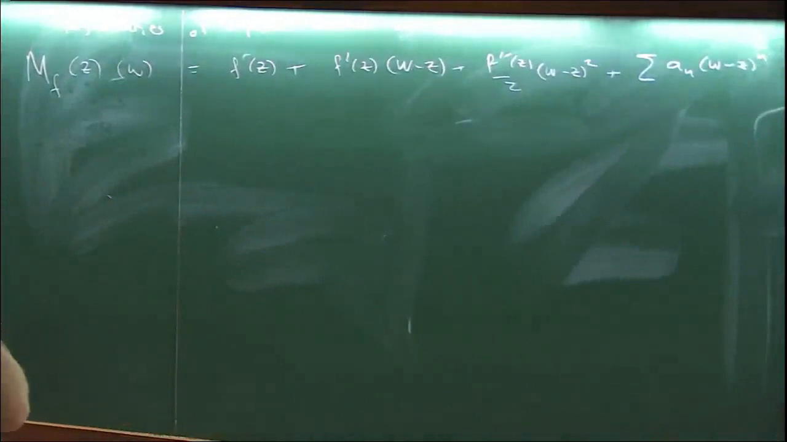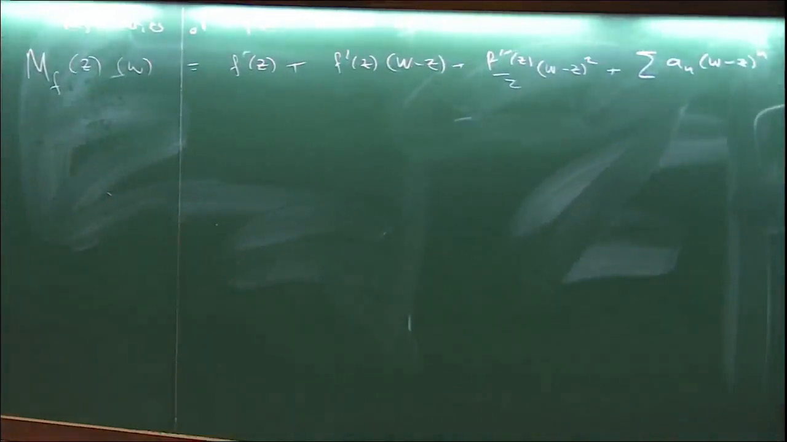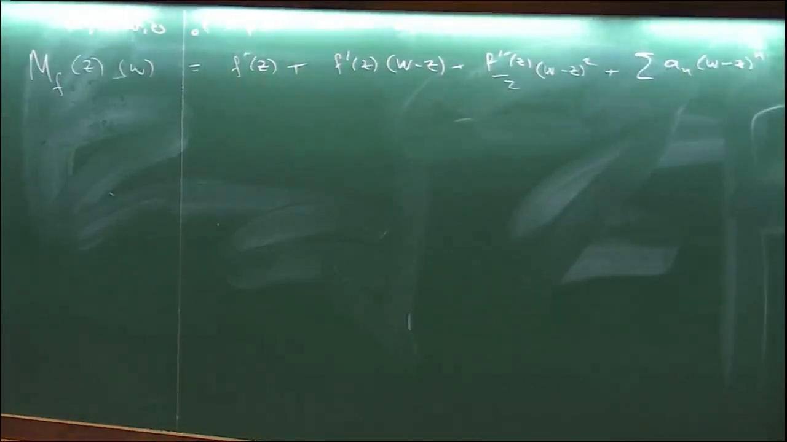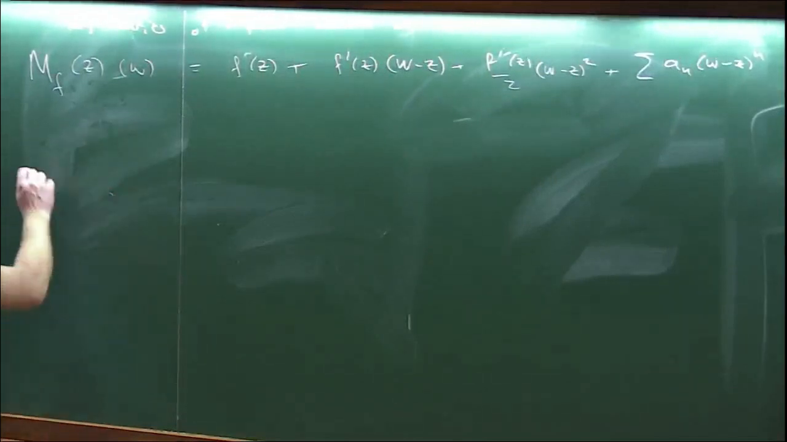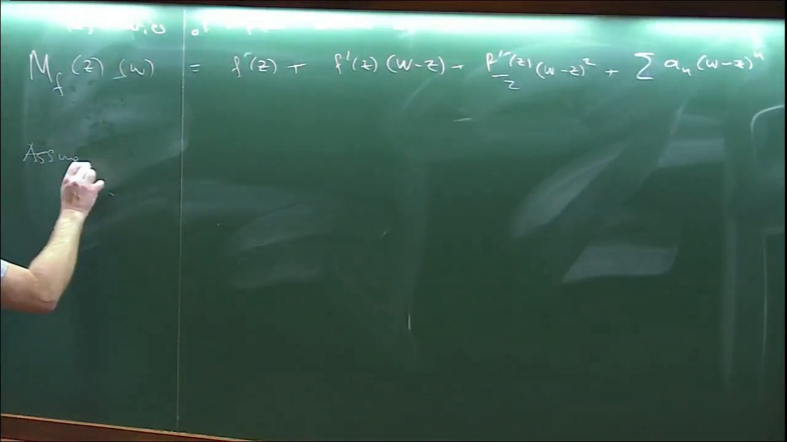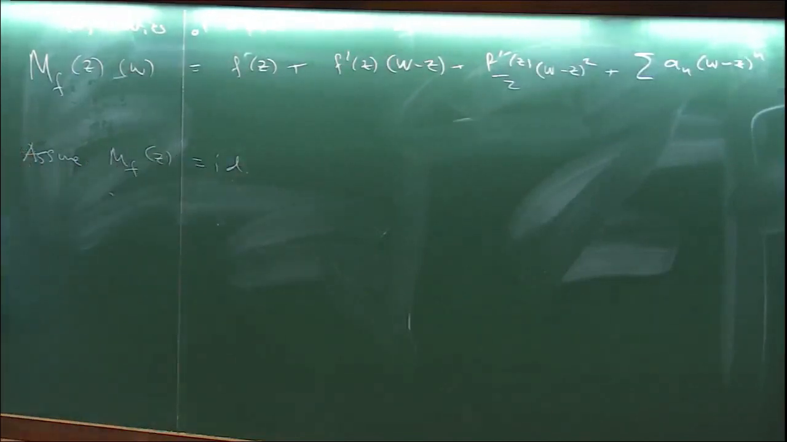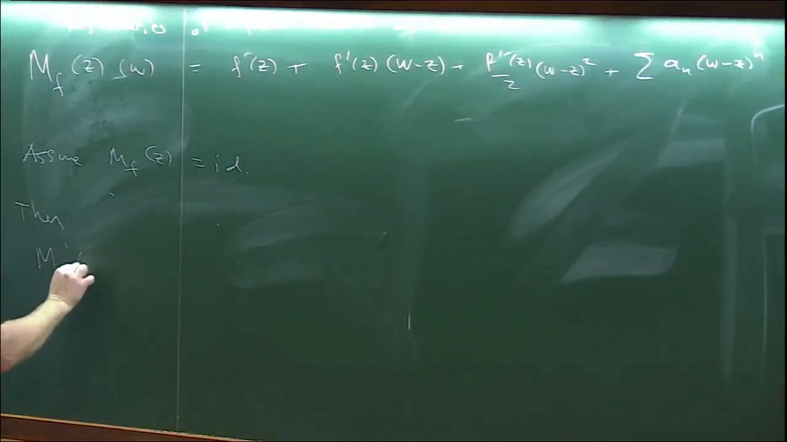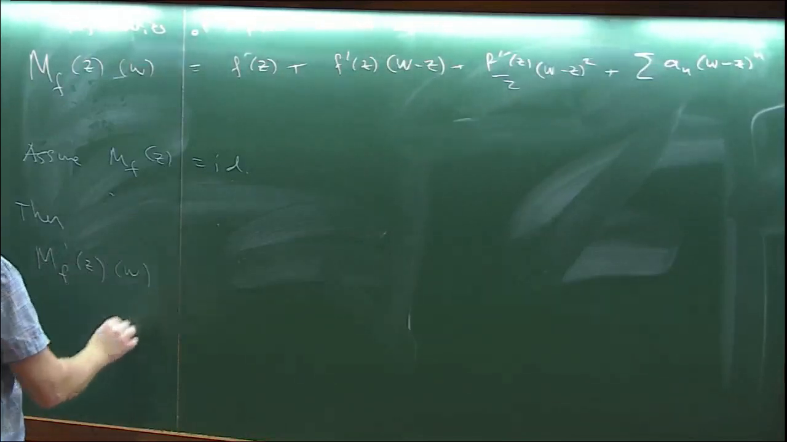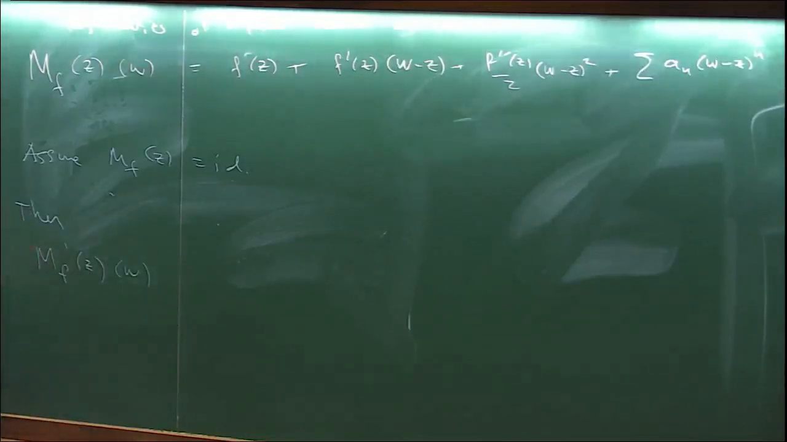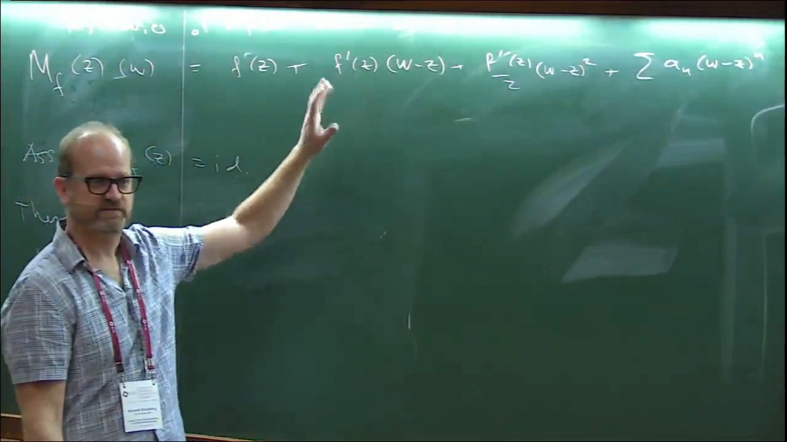The one thing I need to be careful about is that the calculation I did over there, I did with the assumption that at time 0, phi of 0 is the identity. So to start with, I want to assume that M_f of z is just the identity Mobius transformation. And then when I differentiate, I'm differentiating this with respect to z.